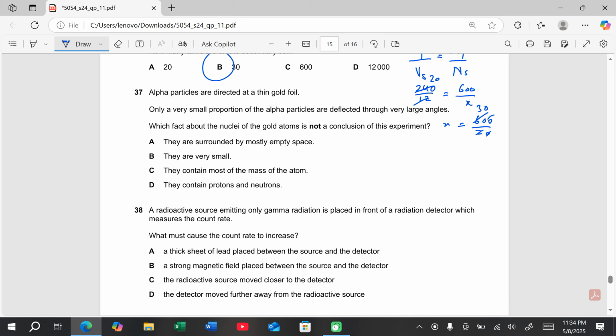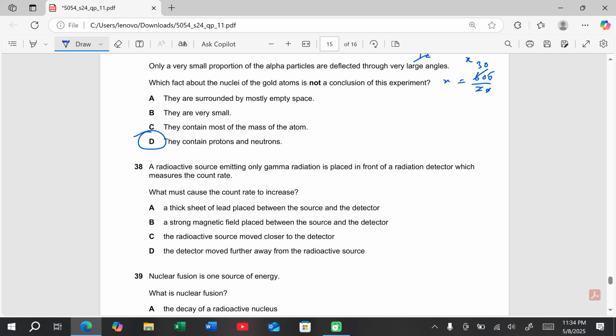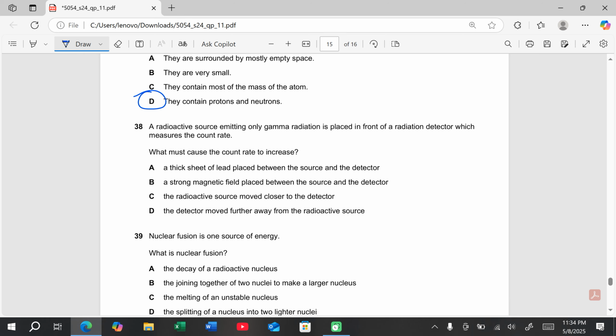Alpha particles are directed at thin gold foil. Only a very small portion of the alpha particles are deflected through very large angles. Which fact about the nuclei of the gold atom is not a conclusion of this experiment? They are surrounded by mostly empty space. That is one of the conclusions, because yes, they are very small. Yes, they contain some of the mass of the atom. That's also yes, most of the mass of the atom. Yes, and they contain protons and neutrons. We cannot tell from this experiment that it contains protons and neutrons.